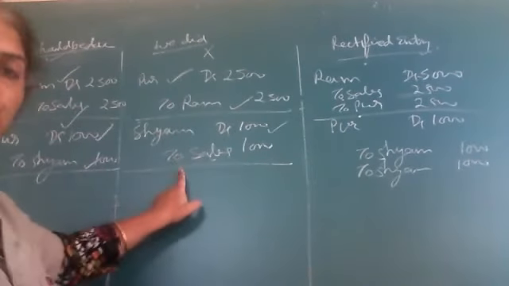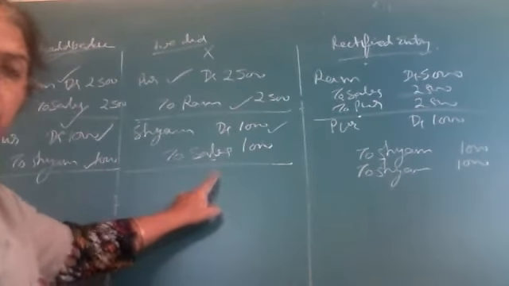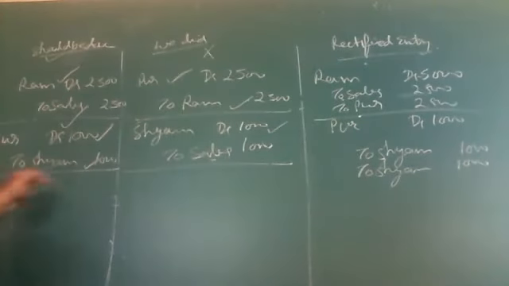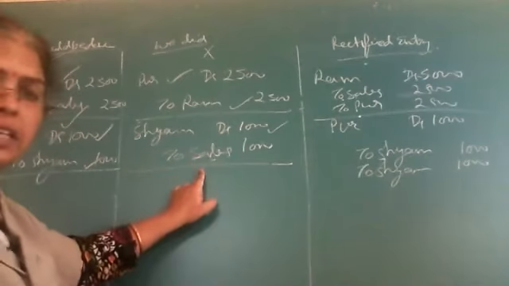Fourth one is to sales. We have done it. Just check. Should we do sales and credit? Just check it. No. Sales should not be credited. And we have done it by mistake.